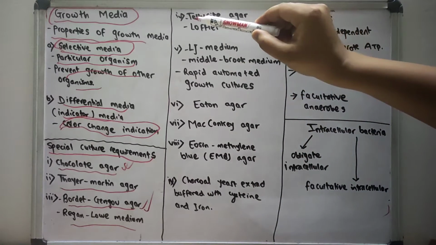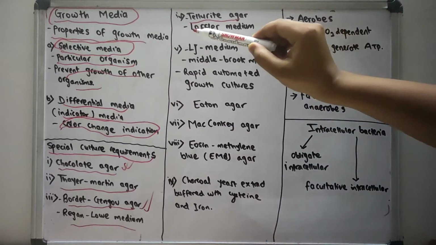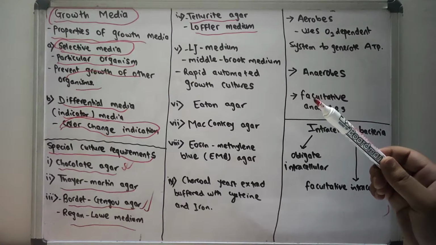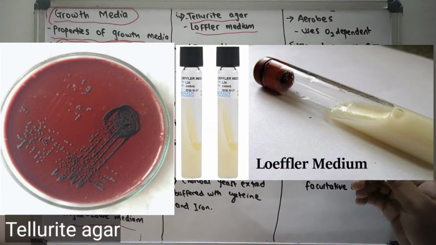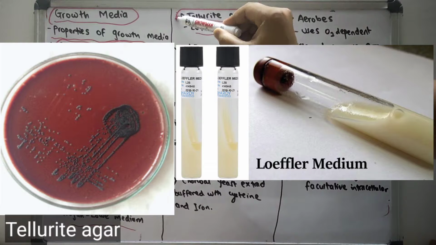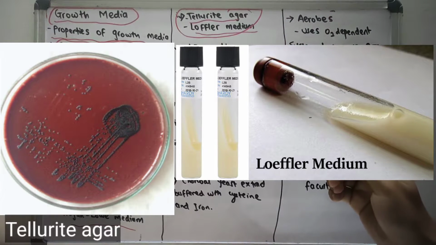Now let us discuss the tellurite agar and Loeffler medium. The tellurite agar and the Loeffler medium are specifically used for Corynebacterium diphtheriae.